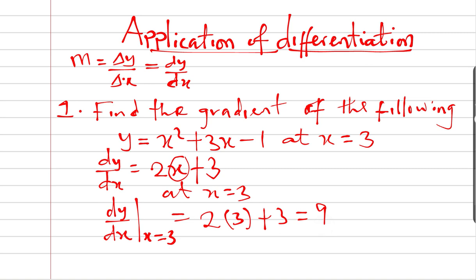So this is an example. Now let's say the question again says we should find it at x equals minus 1. What you just do, since you've gotten your dy dx, is anywhere you see x, you put minus 1. So our answer in this case will be 2 times minus 1 plus 3. 2 times minus 1 is minus 2, minus 2 plus 3 is 1. Do you understand that now? So that is how you do it.